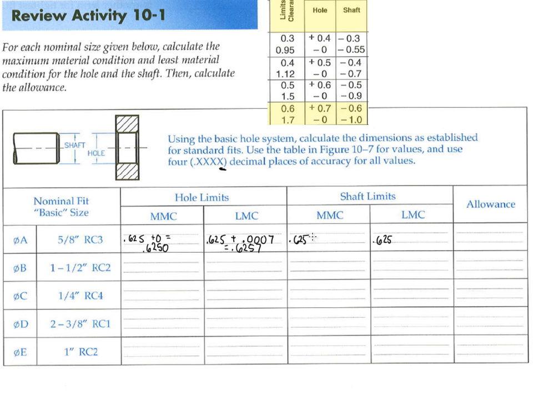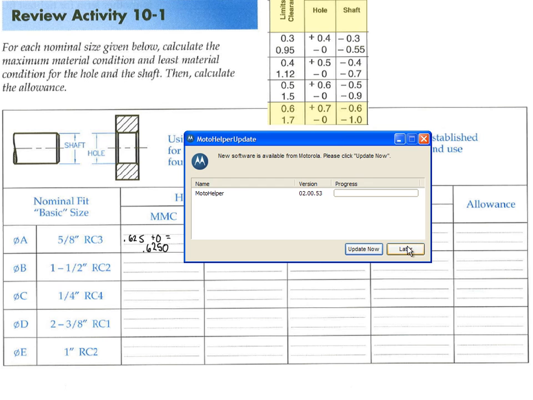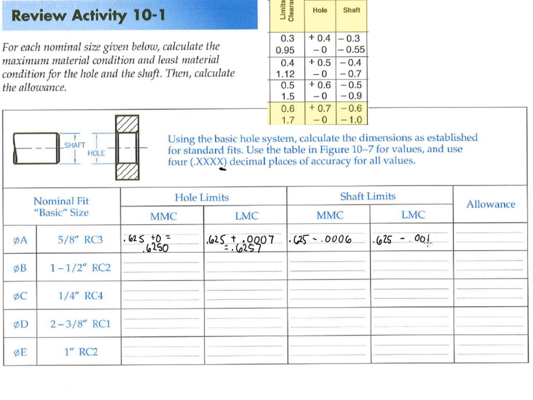Okay. So just one more time, as you make the hole bigger, there's less material. The shaft is opposite. As the diameter of the shaft gets larger, there's more material. So if I subtract either of these two values from the shaft, which one will give me the maximum material condition, or the largest diameter shaft? And that's going to be the 0.6. So I'll do 0.625 minus 0.0006. And then this is just simply going to be 1 thou right here. And I'll finish up the math.